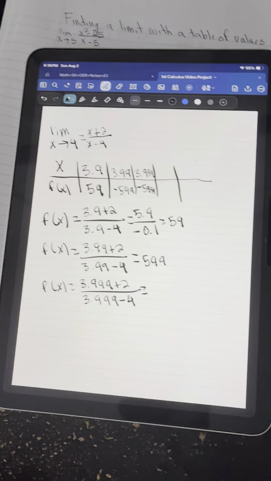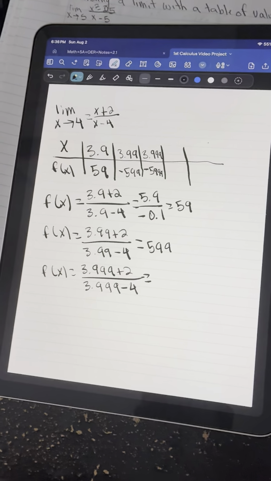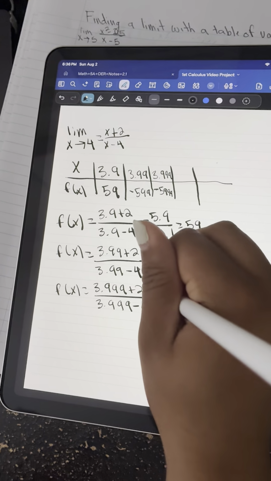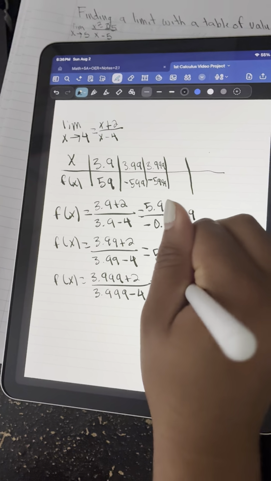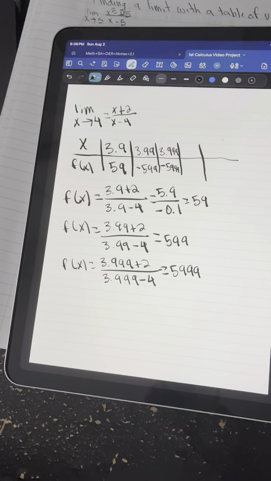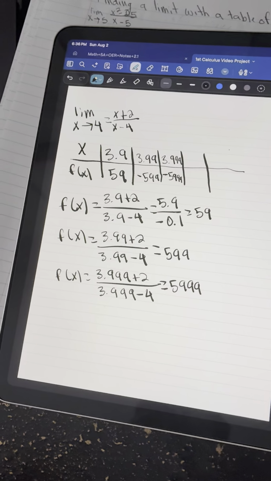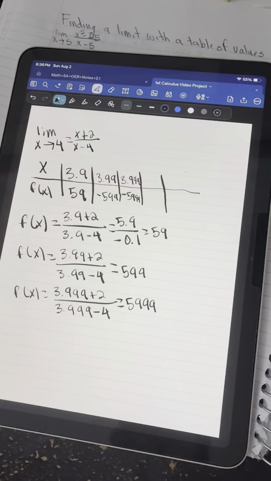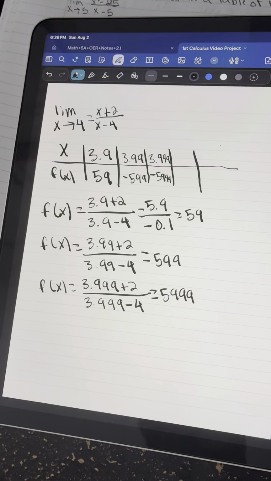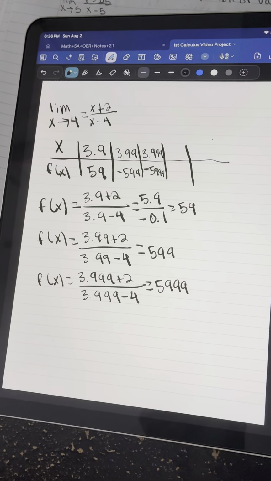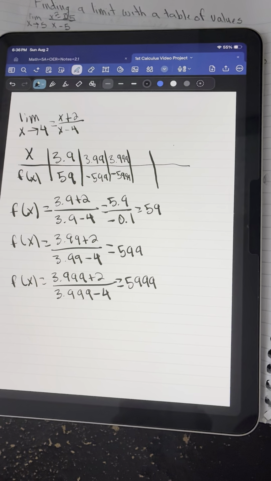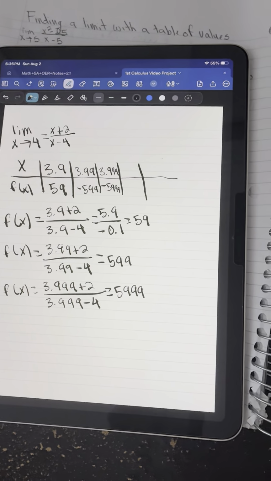So then, as I am continually using numbers closer to 4 from the left, what I'm noticing is that the function becomes more and more negative. So that's telling me so far that the left-hand limit is negative infinity. Now I'm going to look at numbers that are larger than 4.